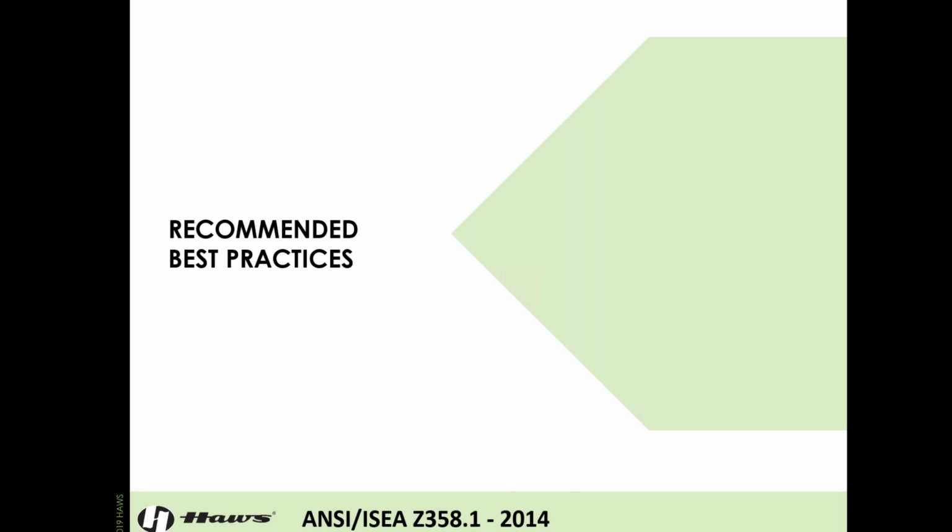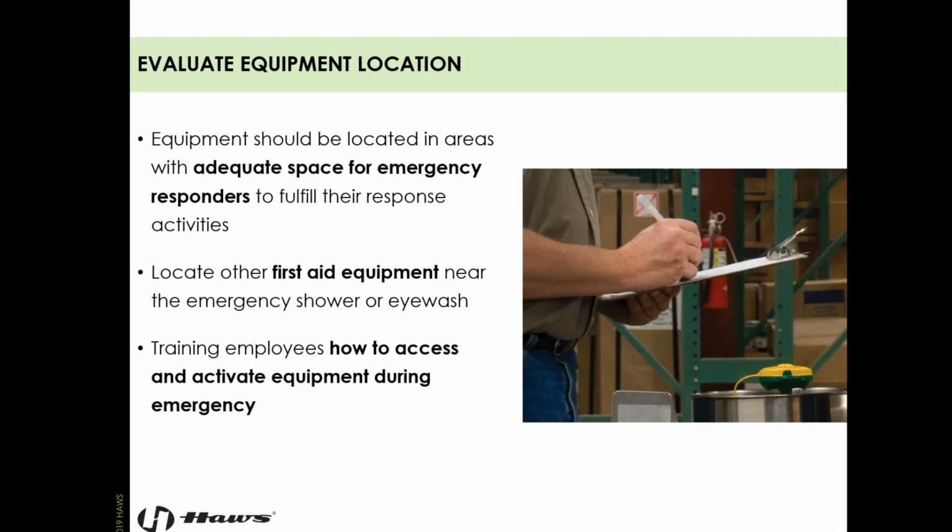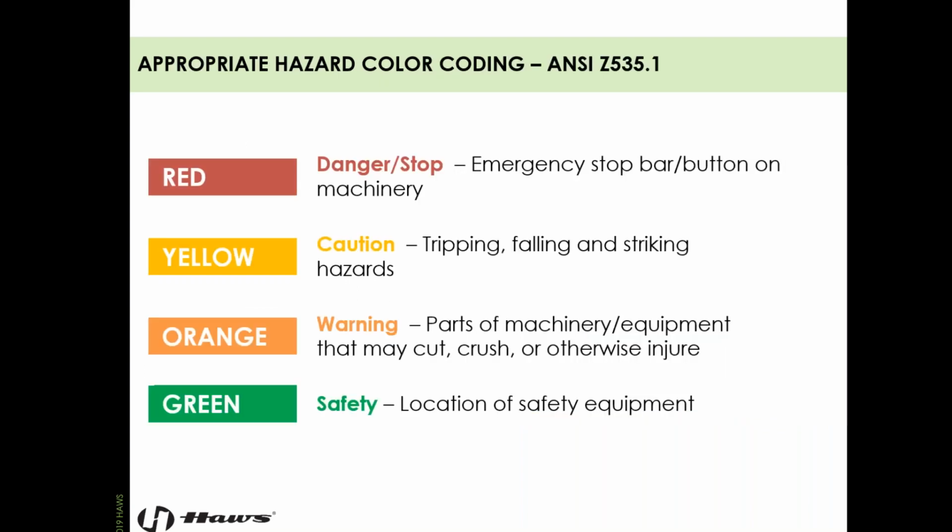Okay, thank you, everybody. A couple recommended best practices real quick before we move on. Ensure that there's adequate space for emergency responders at the site, right? We don't want it too cramped for the emergency equipment. Locate other first aid equipment near emergency eye washes and showers. It just makes sense. If there's an emergency, everything's right there. And train employees on how to access and activate the equipment during an emergency. Piece of cake. This is actually ANSI Z358, and it's color coding, correct color coding.